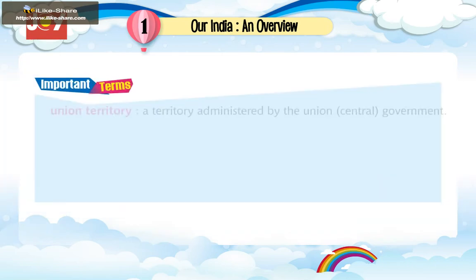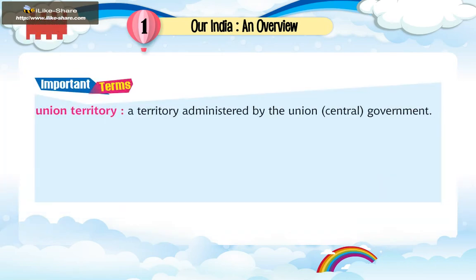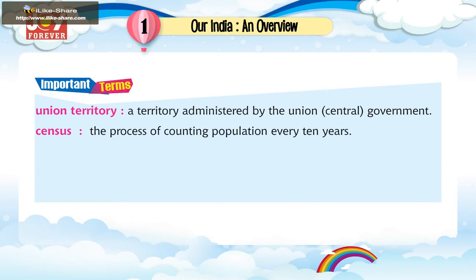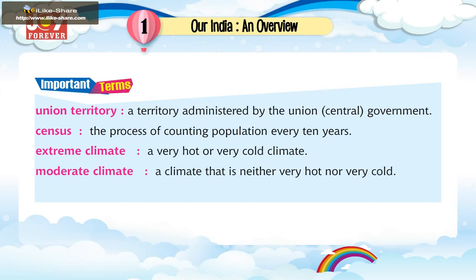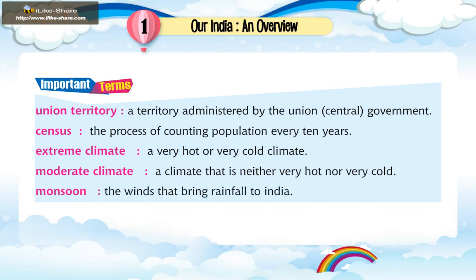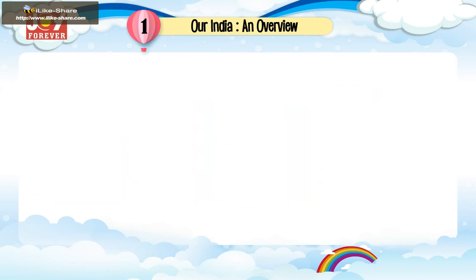Important terms: Union Territory, a territory administered by the Union, central government. Census, the process of counting population every 10 years. Extreme climate, a very hot or very cold climate. Moderate climate, a climate that is neither very hot nor very cold. Monsoon, the winds that bring rainfall to India.